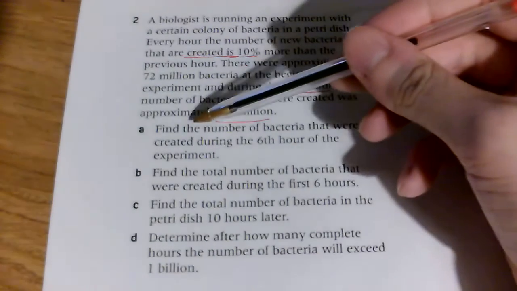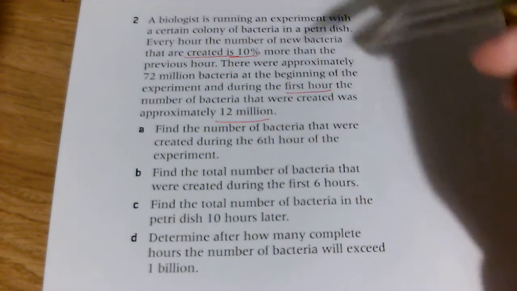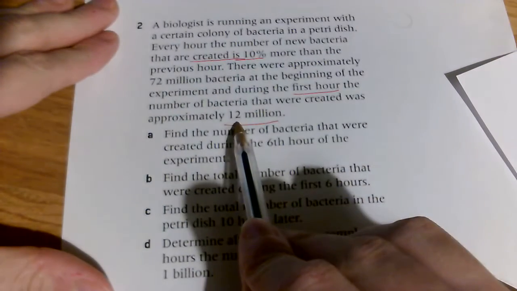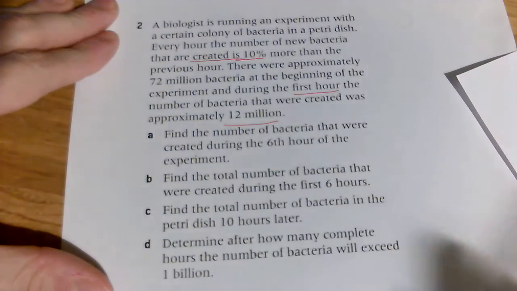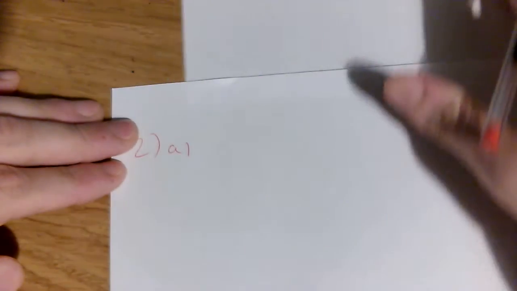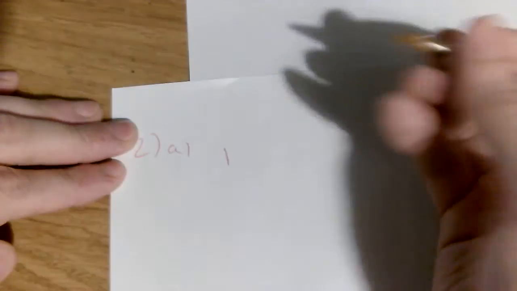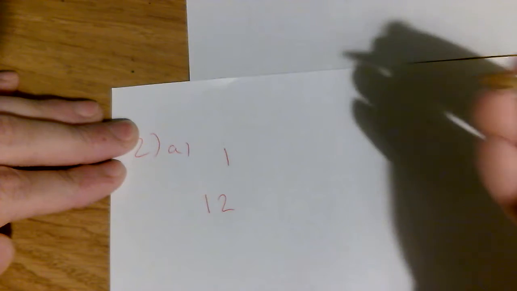So the first question is asking us to find the number of bacteria that were created during the 6th hour of the experiment. Right, well, in this case, we need to think about how this number 12, the amount that was created in the first hour, is going to increase up until the 6th hour. And this here is the amount it's going to increase by 10%. So just forget the geometric formula for a second. Here's how I might actually start a question like this. So we can say that in hour 1 we've got 12 million bacteria. We'll just use the number 12 for 12 million.